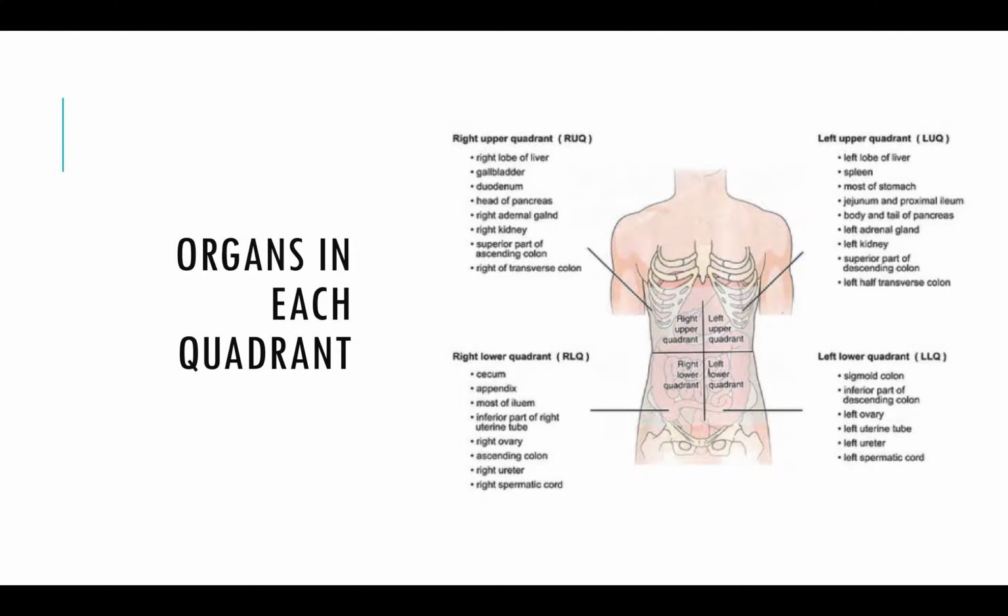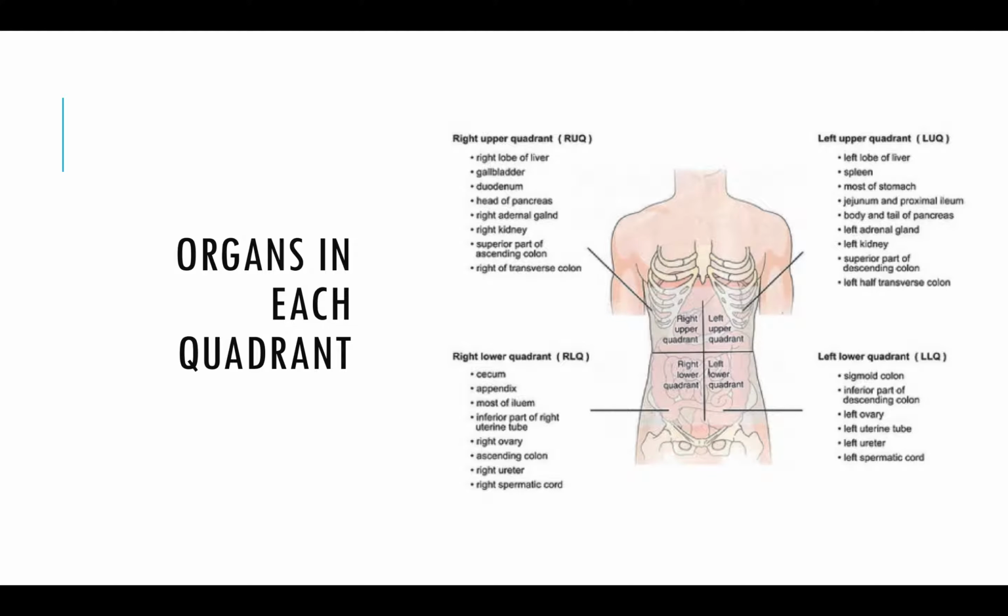Then over in your left upper quadrant, you've got the left lobe of the liver, which is quite central in that quadrant, or basically epigastric. Then your spleen, most of the stomach, the jejunum and the proximal ileum, the rest of the pancreas, the left adrenal gland and kidney, the superior part of the descending colon, and the left half of the transverse colon.